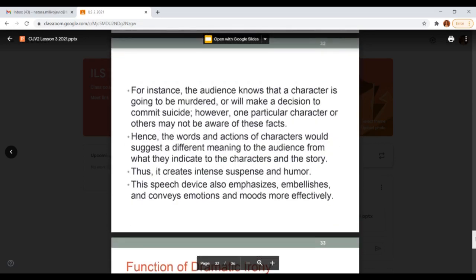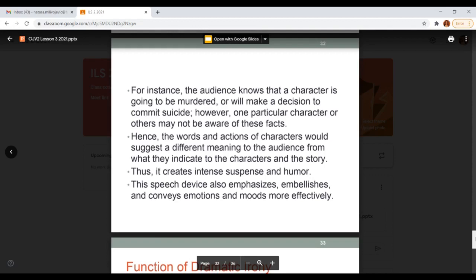For instance, the audience knows that a character is going to be murdered or will make a decision to commit suicide. However, one particular character or others may not be aware of these facts currently as the story is happening. Hence, the words and actions of characters would suggest a different meaning to the audience from what they indicate to the characters in the story. And this then creates intense suspense or even humor.